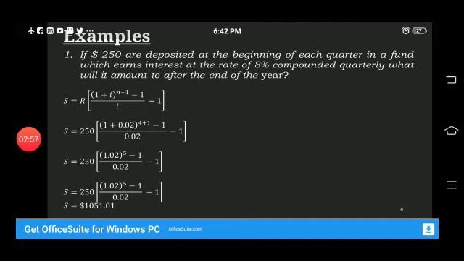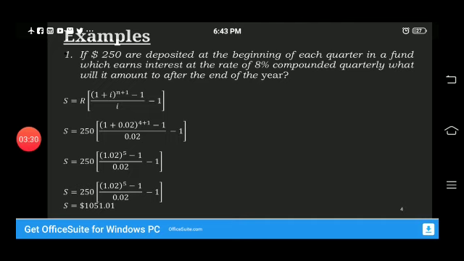So using the formula S = R into ((1 + i) raised to power (n + 1) minus 1) whole divided by i, minus 1. S equals, R is 250. How do we get i as 0.02? Do not get confused, because i is the rate compounded quarterly, so 0.08 divided by 4, what do we get? 0.02. Here n is the number of installments.